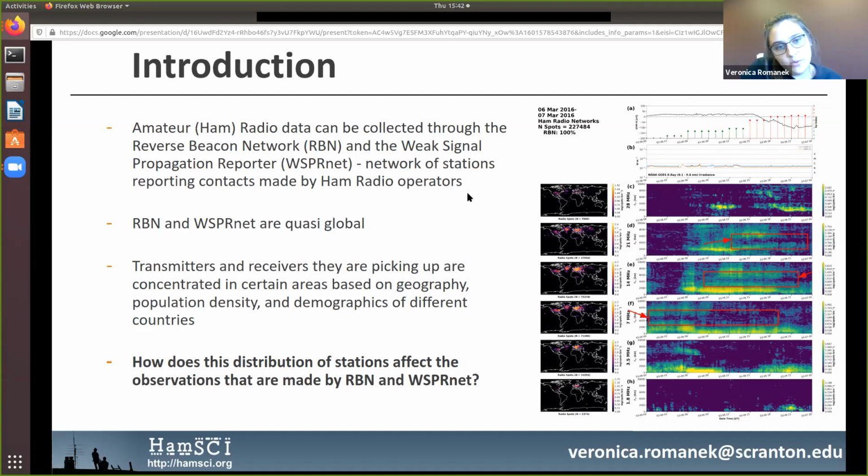The RBN and the WSPRnet are quasi-global, and the transmitters and receivers that they're picking up are concentrated in certain areas based on geography, population density, and demographics of different countries. So the question that we are looking to address in this presentation is, how does this distribution of stations affect the observations that are made by the RBN and the WSPRnet?